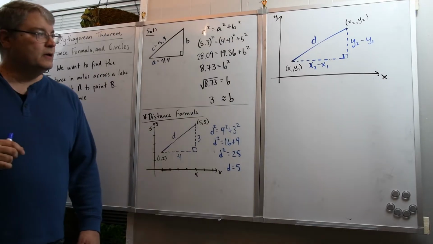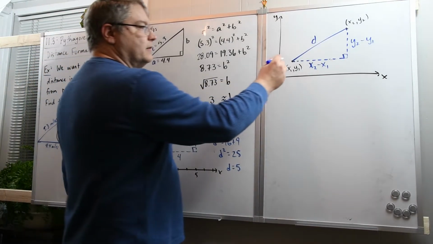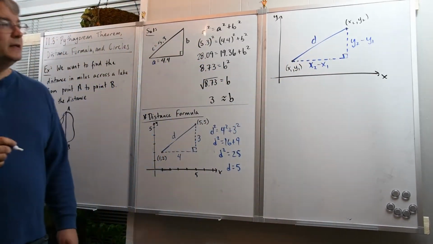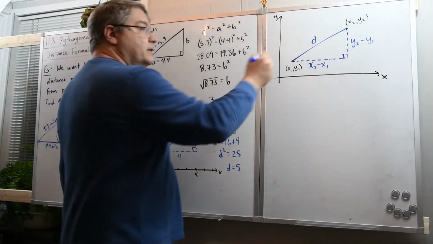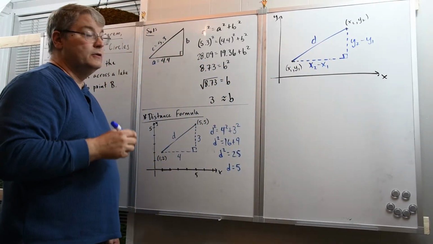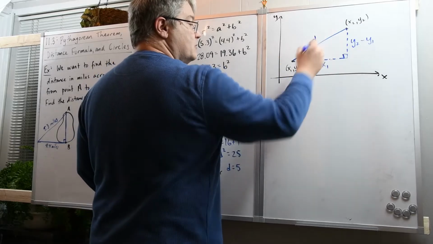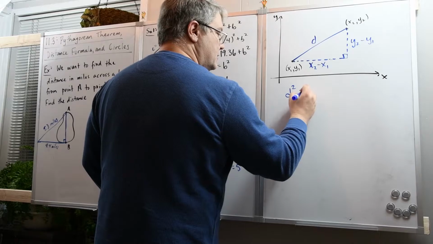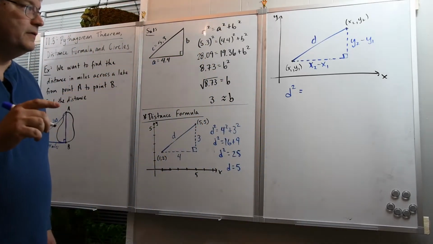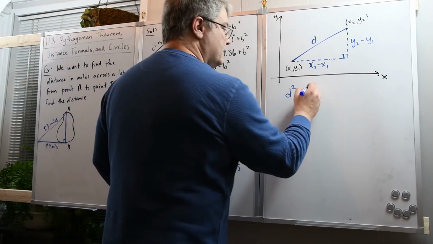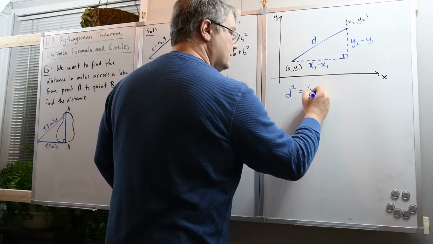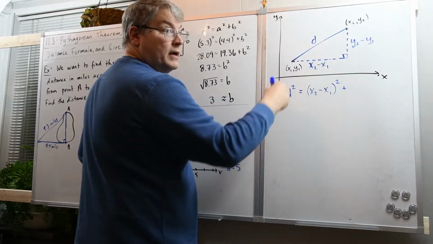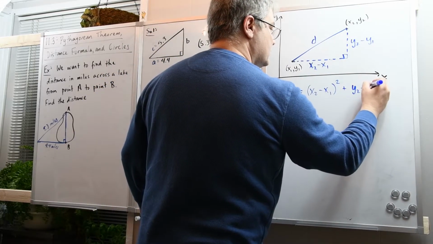Now, we have a right triangle. The length of this leg is x2 minus x1. The length of this leg is y2 minus y1. The length of the hypotenuse is d. So according to the Pythagorean theorem, the square of the length of the hypotenuse, or d squared, is equal to the sum of the squares of the lengths of the legs. That is, we're going to have this length, x2 minus x1 squared, plus this length, y2 minus y1 squared.